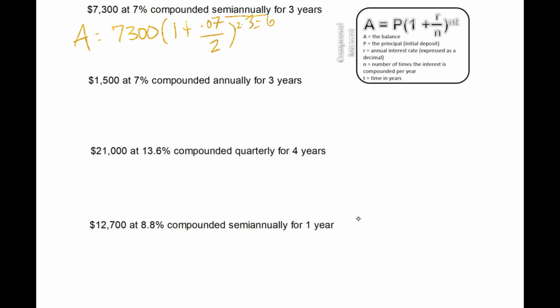All right. So 1,500. A is equal to my principal amount of 1,500 times 1 plus 0.07 over annually. How many periods are in a year? 1.